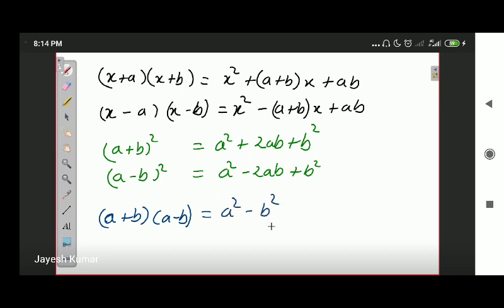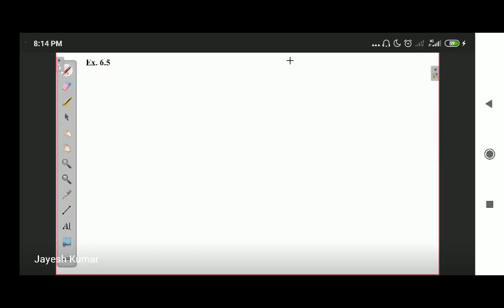Okay, so these are all the identities that are discussed in your book, and along with those we have covered some more identities. I hope you remember all of those. Based on these identities, we are going to attempt exercise 6.5. In exercise 6.5, question number 1, 2, 3 are all MCQs, so I will not discuss them until someone asks. We'll start with question number 4.